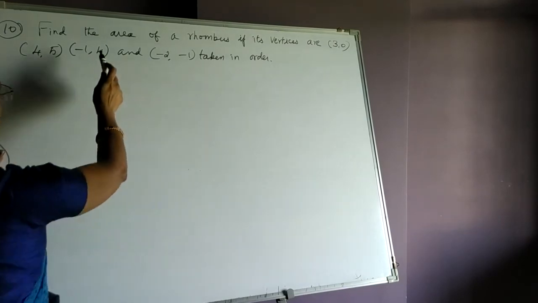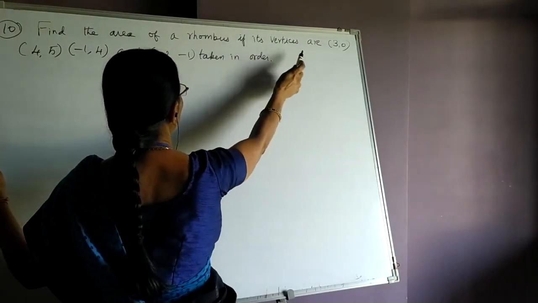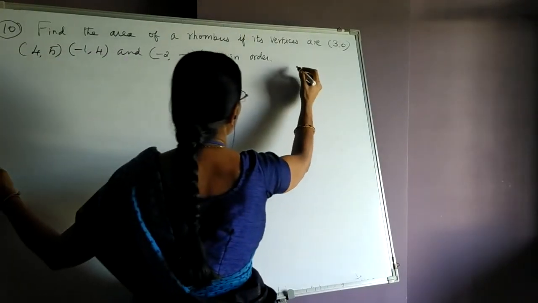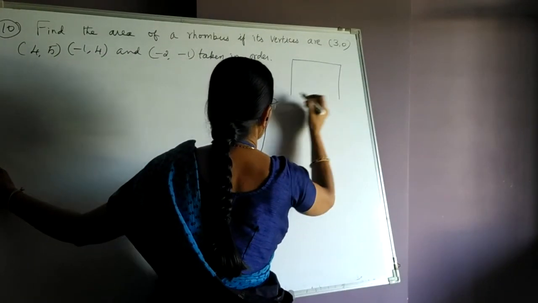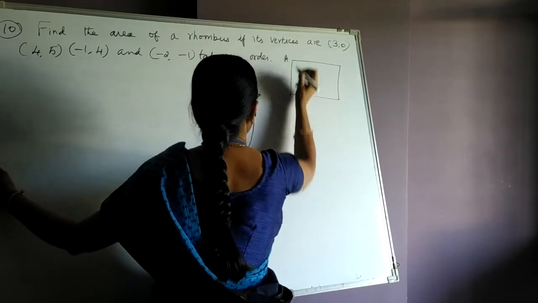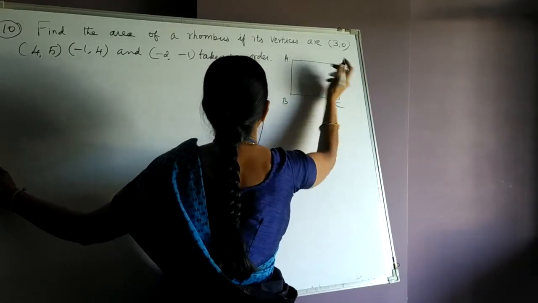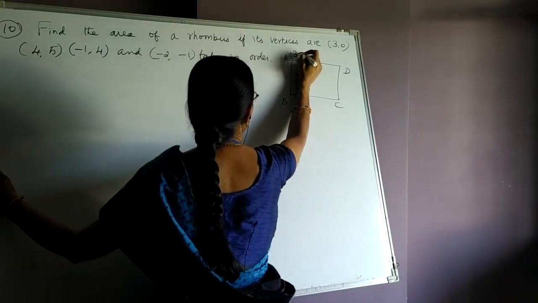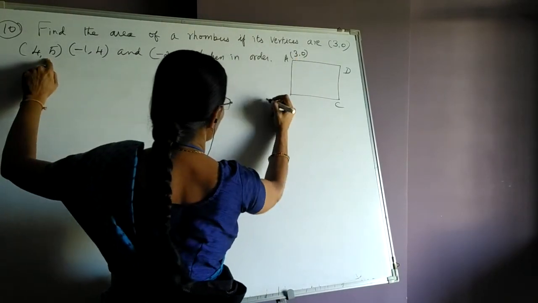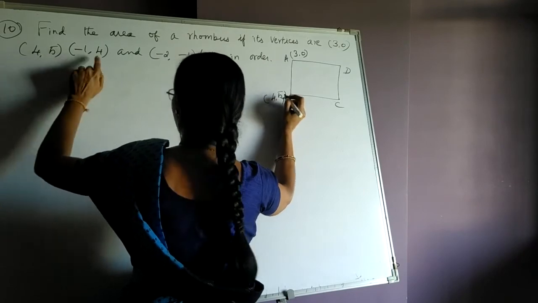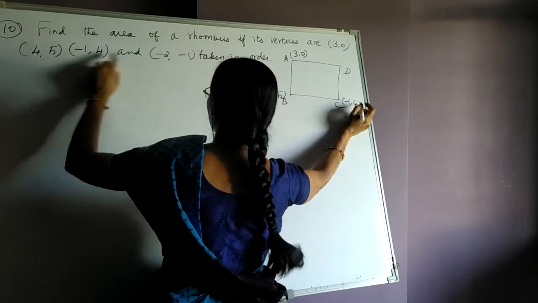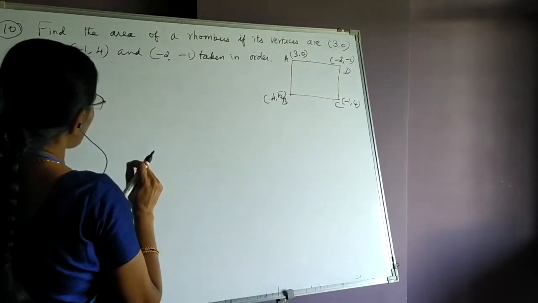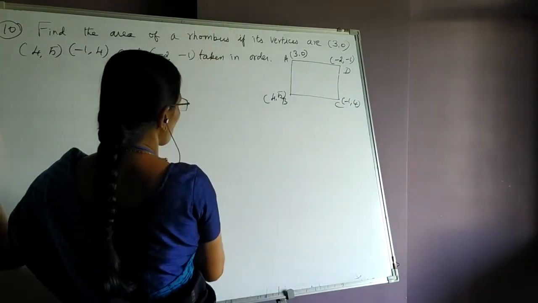The next sum is, find the area of a rhombus if its vertices are (3, 0), (4, 5), (-1, 4) and (-2, -1) taken in order. We should go either clockwise or anti-clockwise. That is the meaning of taken in order. We should not skip any point in between. So first I have taken (3, 0), followed by (4, 5), (-1, 4) and the last one is (-2, -1). We are asked to find out area of this rhombus.